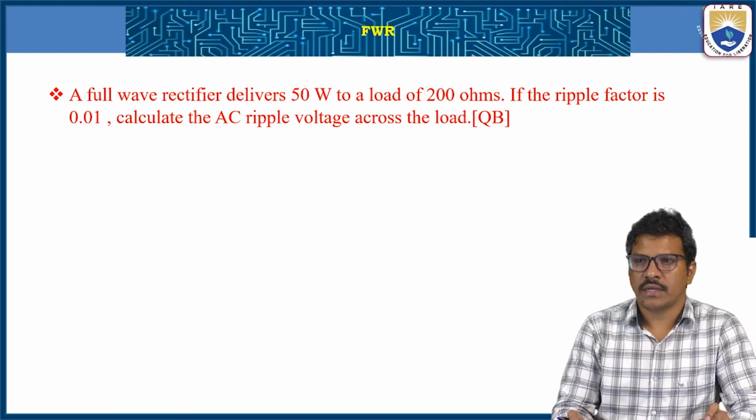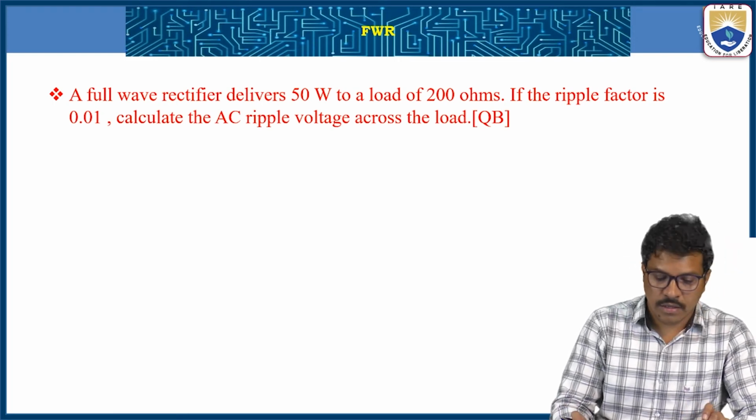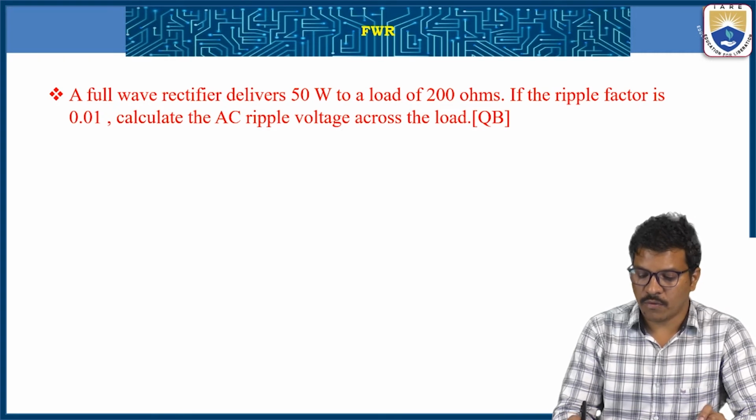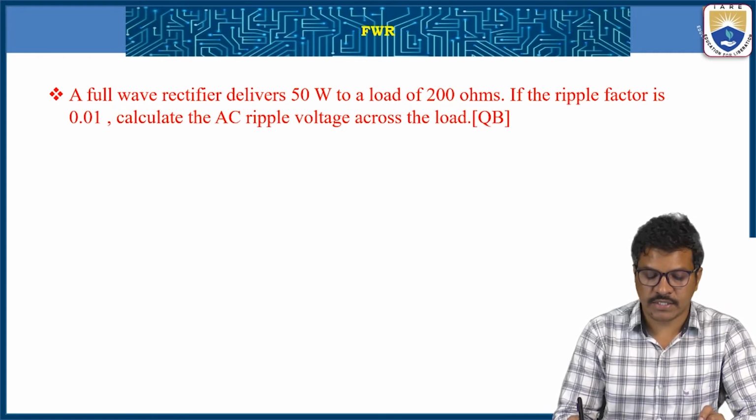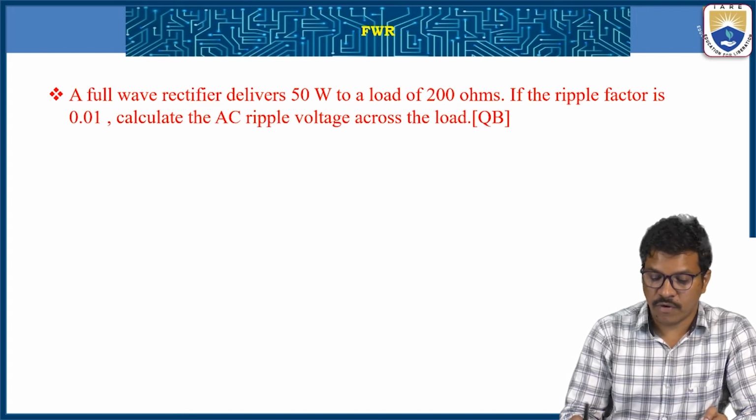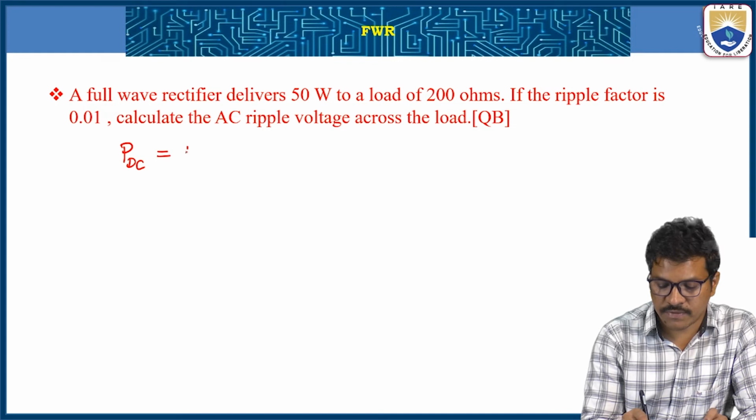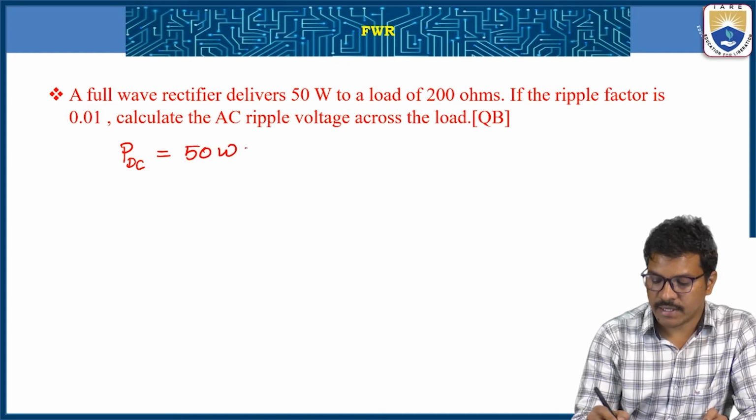Next one, a full-wave rectifier delivers 50 watts to the load, 200 ohms. If the ripple factor is 0.01, calculate the AC ripple voltage across the load. A full-wave rectifier delivers 50 watts to a load, which means the DC power delivered to the load is 50 watts, and RL is given as 200 ohms.